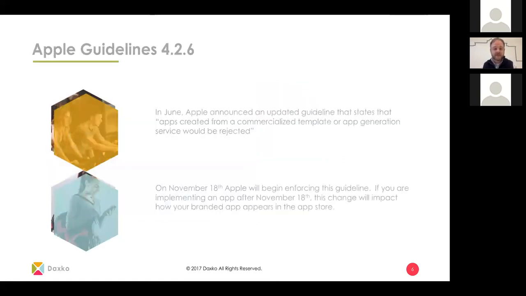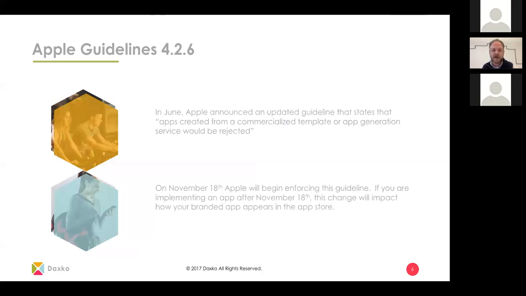So just to give you a level set of what the Apple Guideline 4.2.6, which sounds so official, is actually about. In June, Apple announced an updated guideline that states that apps created from a commercialized template or app generation service would be rejected. We are going to get into what exactly that means and go through the Apple speak of that and talk about how that will affect your club. On November 18th, Apple will begin enforcing this guideline for Daxko. If you're implementing an app after November 18th, this change will impact how your branded app appears in the App Store, and we'll go through that as well.